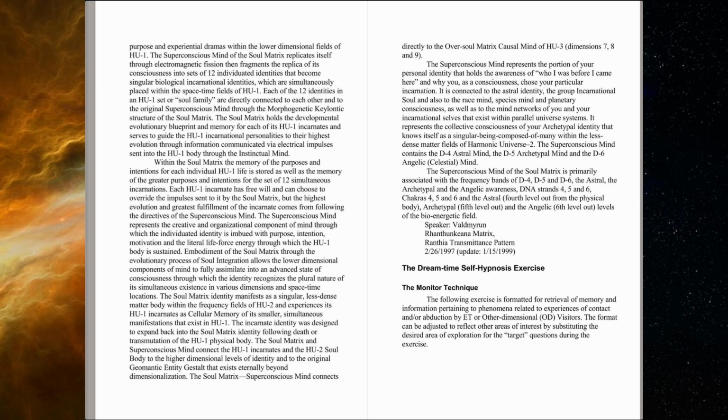The superconscious mind contains the D4 astral mind, the D5 archetypal mind, and the D6 angelic celestial mind. The superconscious mind of the Soul Matrix is primarily associated with the frequency bands of D4, D5, and D6: the astral, archetypal, and angelic awareness, DNA strands 4, 5, and 6, chakras 4, 5, and 6, and the astral, 4th level out of the physical body, archetypal, 5th level out of the physical body, and the angelic 6th level out of the bioenergetic field.